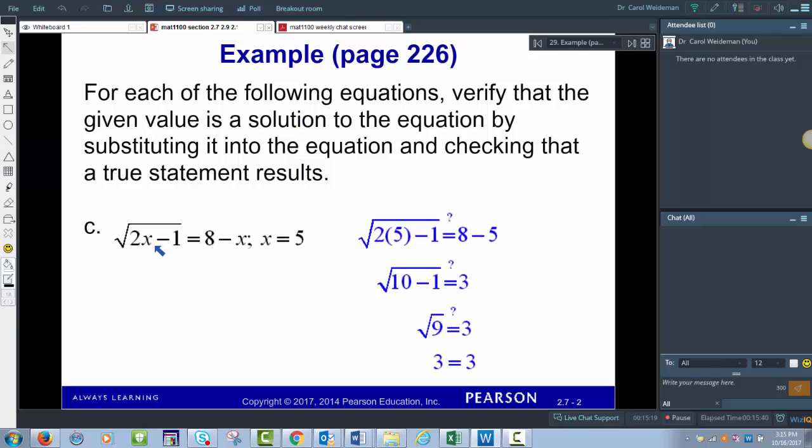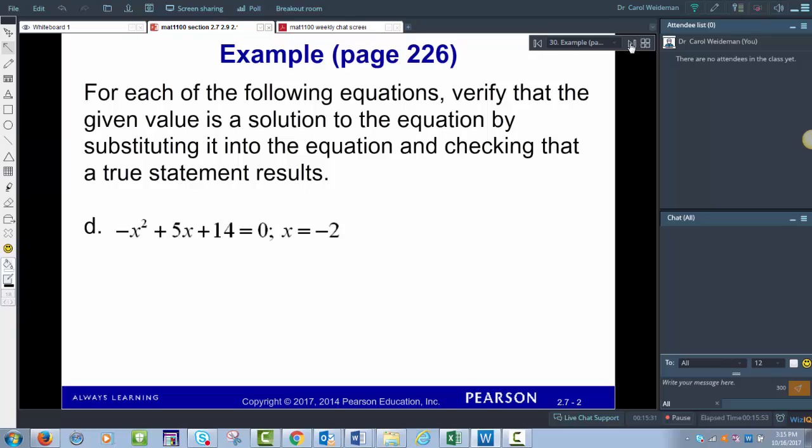I'm going to substitute 5 in. 5 times 2 is 10, minus 1 is 9. On the right-hand side, 8 minus 5 is 3. Is the square root of 9 equal to 3? Yes. x equals 5 is the solution to that equation.